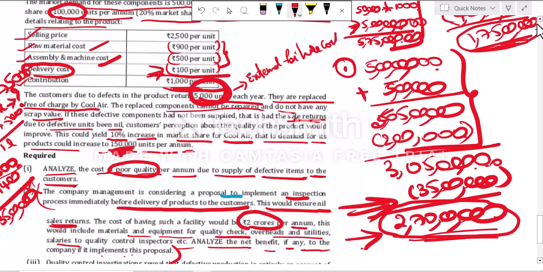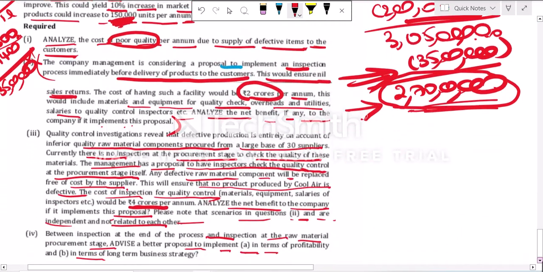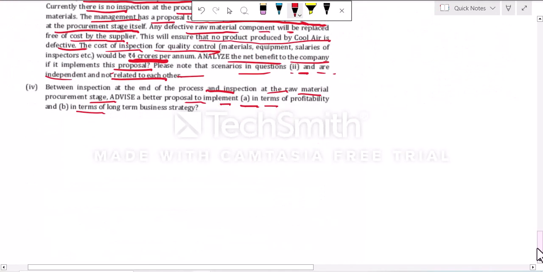From a profitability point of view, inspection after the production before delivery to the customers is beneficial, but from a long term, non-profitability perspective, inspection at the raw material procurement stage will be beneficial. Okay, there will not be any loss of raw material. Okay, this will be a good instance in the long term perspective.